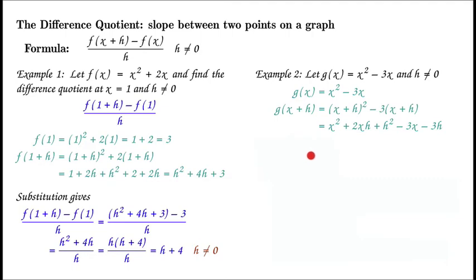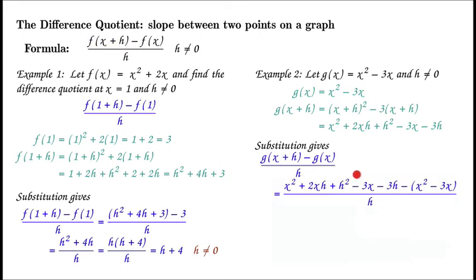I'm going to substitute both of these pieces of information into the general formula, which is g of x plus h minus g of x over h. So notice this is the same formula as we see up here at the top. Only difference is my function name has changed to a g. So this gives me x squared plus 2xh plus h squared minus 3x minus 3h, subtracting the whole quantity x squared minus 3x, and then dividing by h.